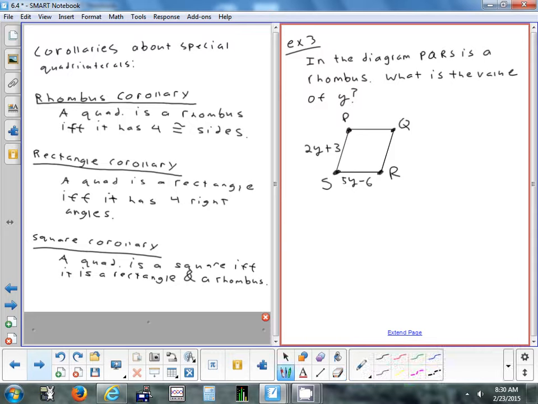What fact is really helpful here about a rhombus? Specifically about a rhombus. Be more specific than a parallelogram. Yep? 4 congruent sides. Yes. Okay, that's very important.